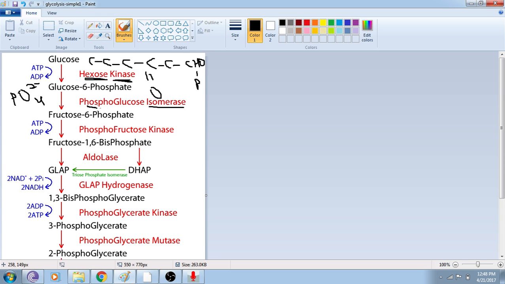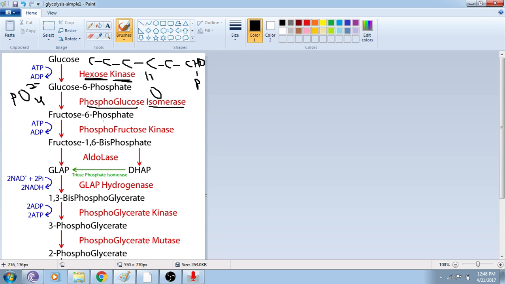The compound is phosphoglucose, which means a phosphate group is attached to the glucose, and we are making it into fructose. They are isomers of each other, so the enzyme is named phosphoglucoisomerase. Remember, because this is an isomerase, there is no gain of energy or loss of energy.